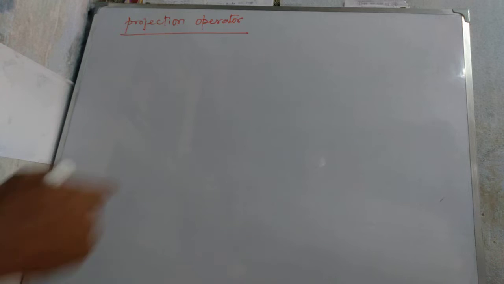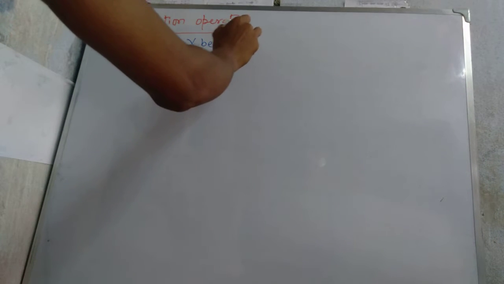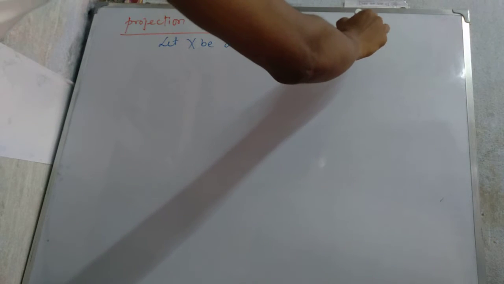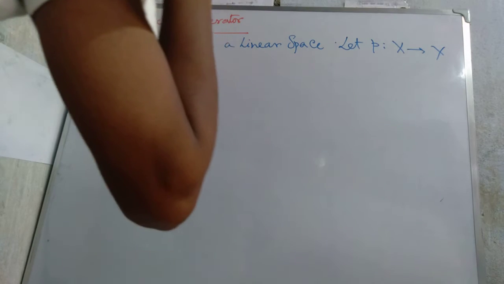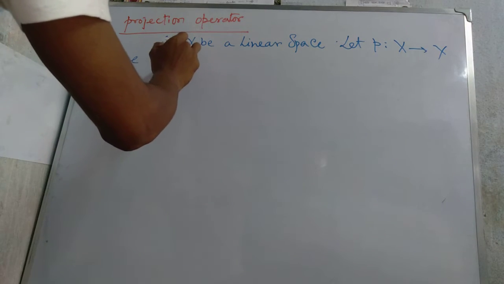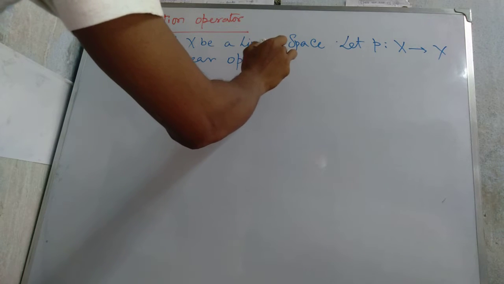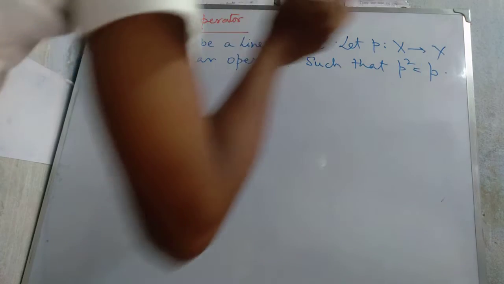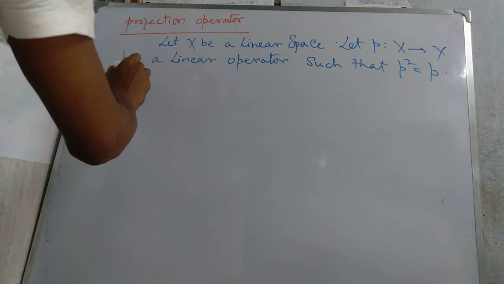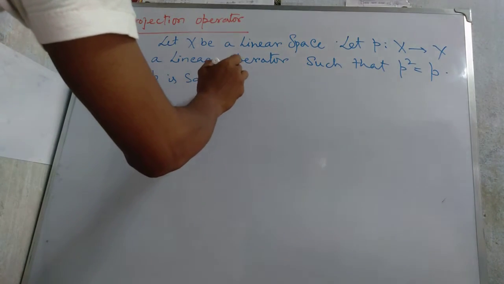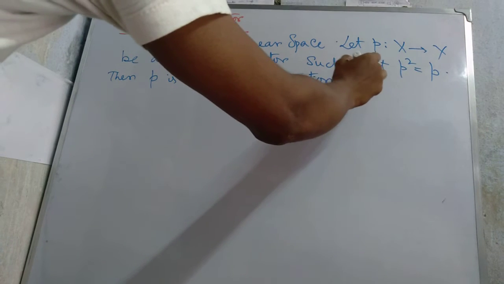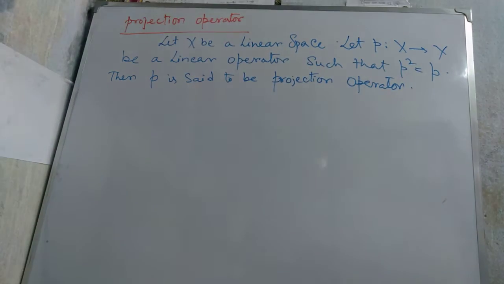Let X be a linear space and let P: X to X be a linear operator such that P square equal to P. Okay, then P is said to be a projection operator.